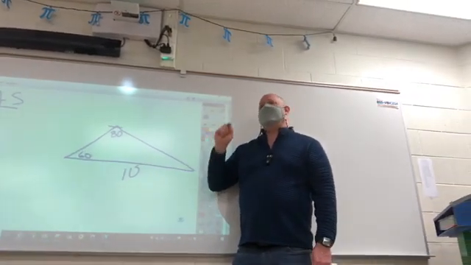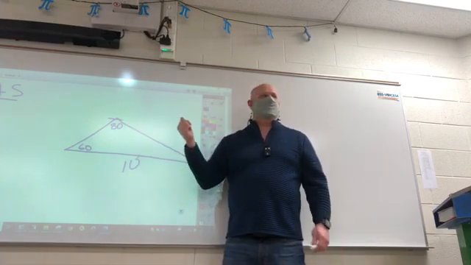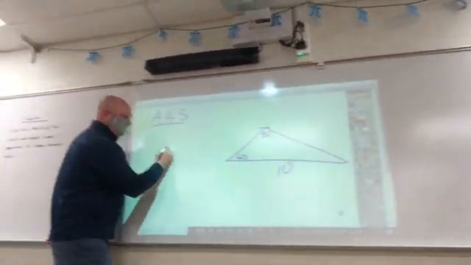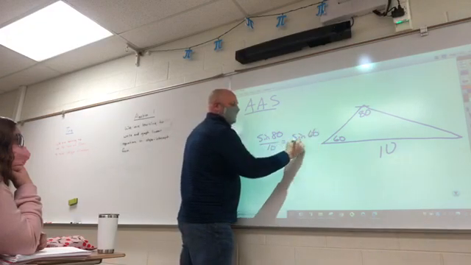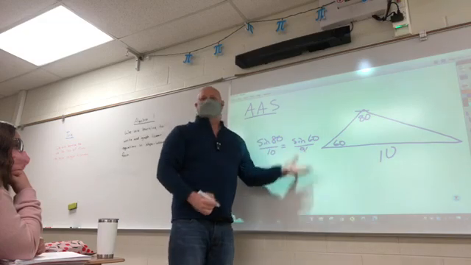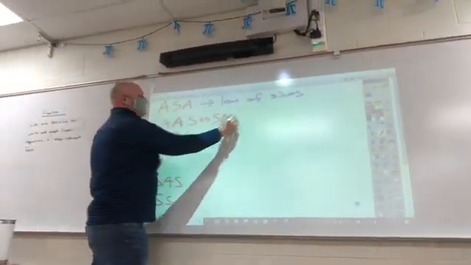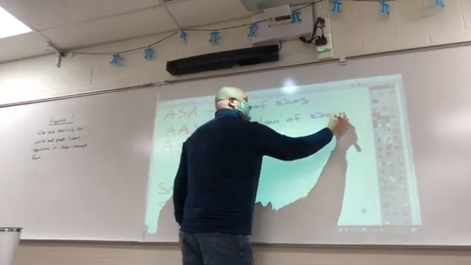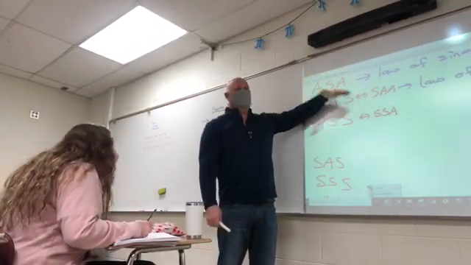So, if I gave you this, do I have a pair? Yes, I have an 80 and a 10 right now, don't I? So I can set up a proportion. Sine of 80 is to 10 as sine of 60 is to whatever letter that is that I want, right? And I can set up my proportion and I can solve it. So yes, if I'm ever given angle, angle, side, absolutely, law of sines. You can solve those two triangles. Your homework today is all those two cases.